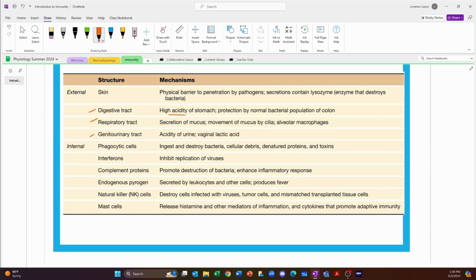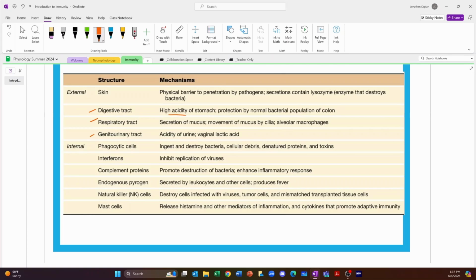Digestive tract: the high acidity of the stomach kills anything that gets in the stomach. Respiratory tract: your mucus traps all those pathogens, and then you cough it out. And if it's yellow or gunky, you know you've got a lot of stuff in there, you were sick, because you have all this stuff you're coughing out. Genitourinary tract: the acidity of the urine is supposed to help prevent UTIs and so forth.